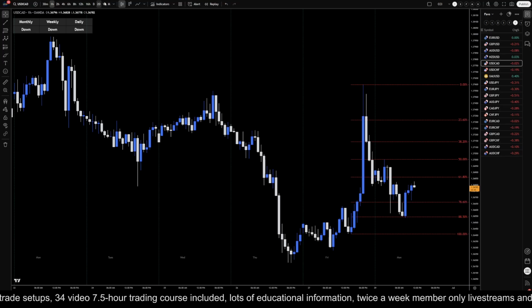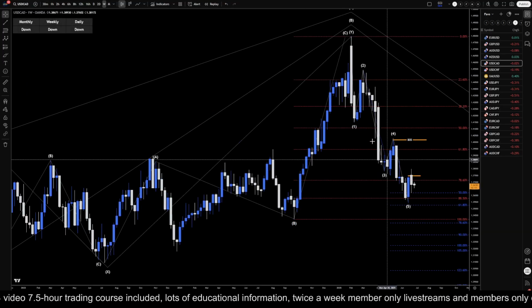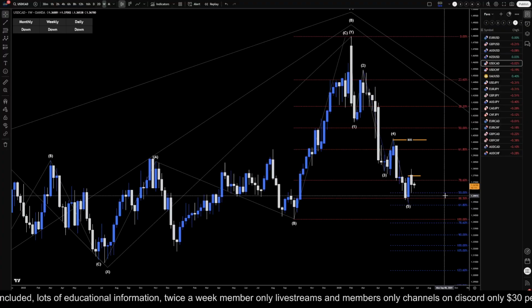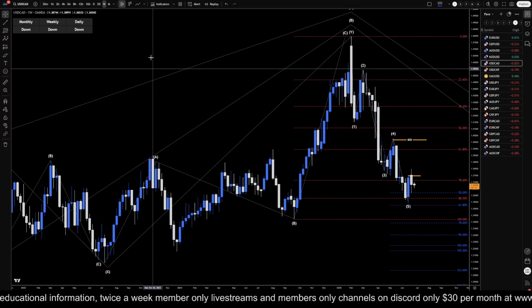If we take it all the way up to the weekly, we can see that the weekly is definitely still in a downtrend, and there's no signs of this downtrend being over yet. No engulfing up, no break of structure.